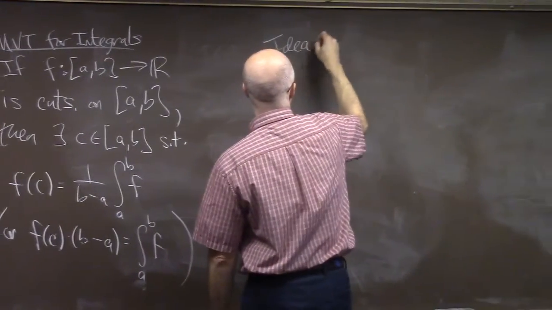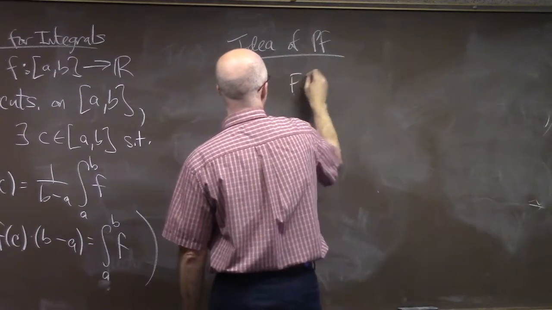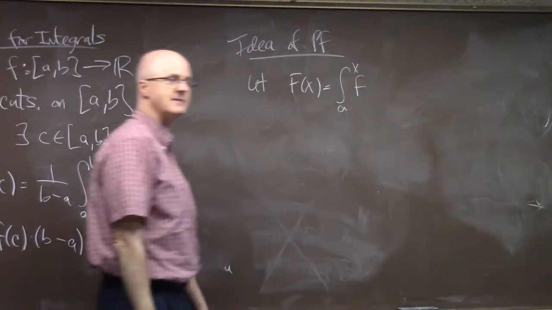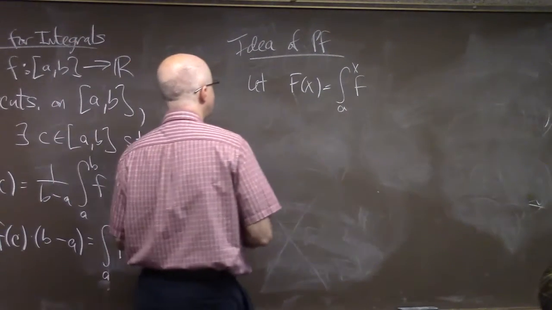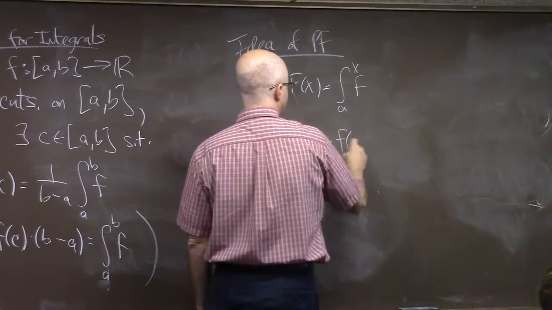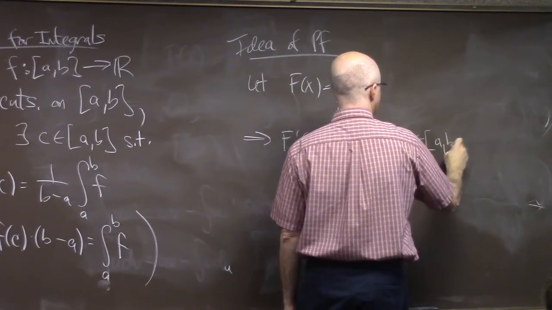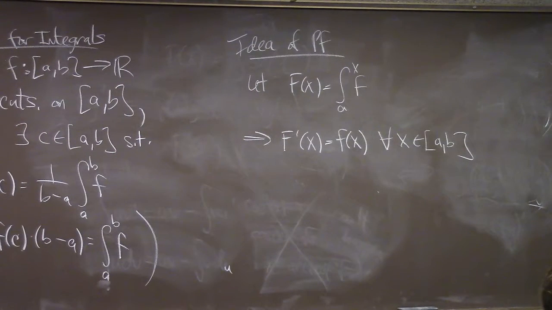Let's just call it the idea of the proof. Let capital F of x be the integral from a to x of little f. We are assuming little f is continuous. Therefore, capital F is what? Differentiable. And its derivative is little f for all x in the interval. This is a mean value theorem for integrals. I wonder if I can prove it with the mean value theorem for derivatives applied to capital F.